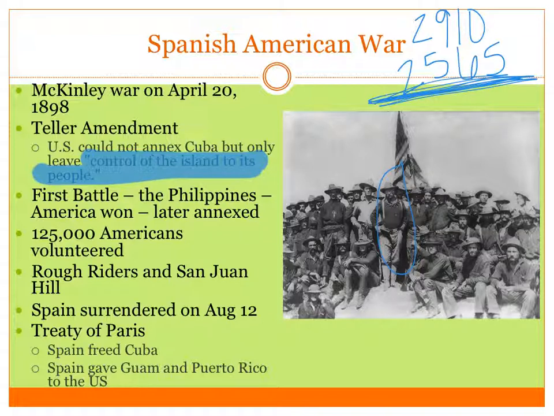The treaty to end the Spanish-American War, which ends on August 12th, 1898, again a 10-week war, was the Treaty of Paris. Spain freed Cuba, and Spain also gave Guam and Puerto Rico to the United States as part of this treaty. It'll also be the Philippines as well. Now, because Guam, Puerto Rico, and the Philippines are not part of the Teller Amendment, America can annex those. But Cuba was specifically mentioned in the Teller Agreement, so it cannot be annexed.